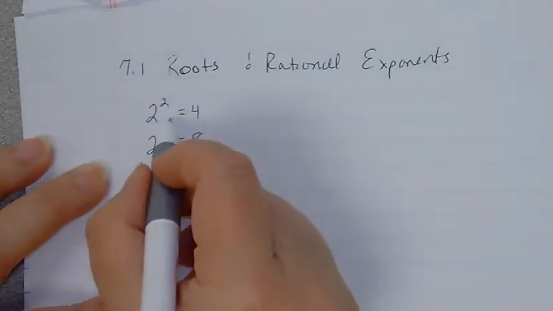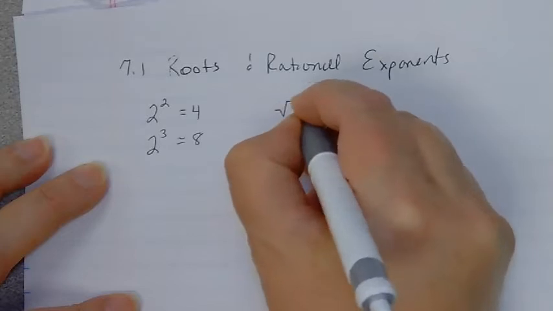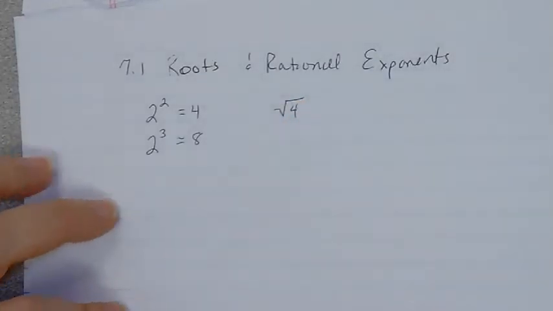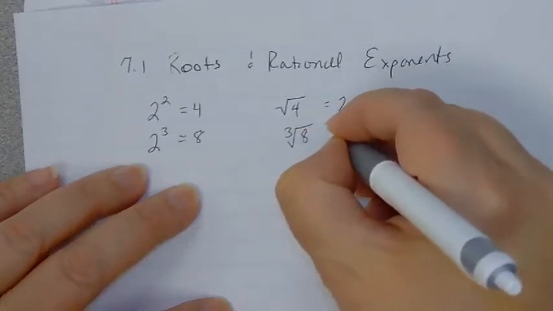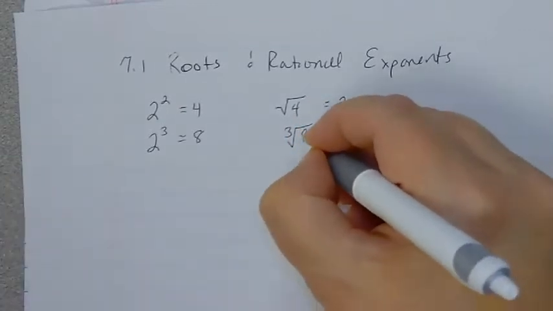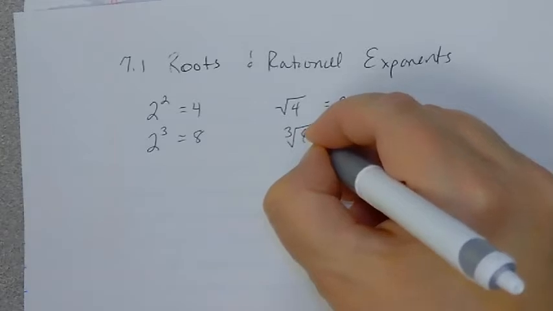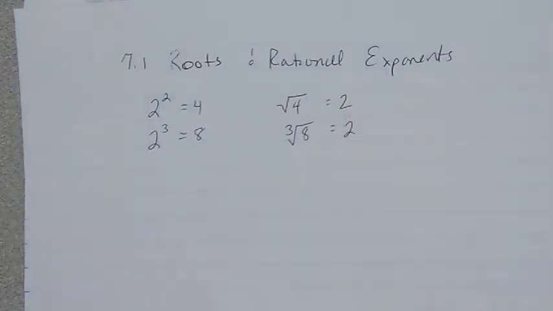You also know that the inverse of squaring something is the square root. So like the square root of 4 is 2. The cube root of 8 is 2 because it's 2 times 2. It takes 3 2's to make an 8. So that's how you would simplify a cube root.